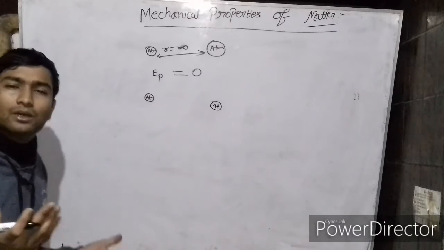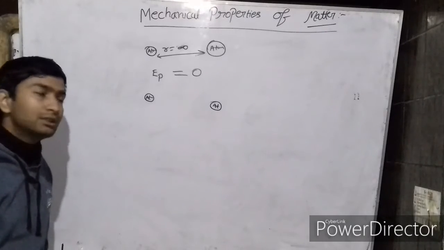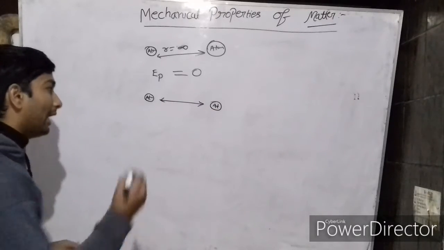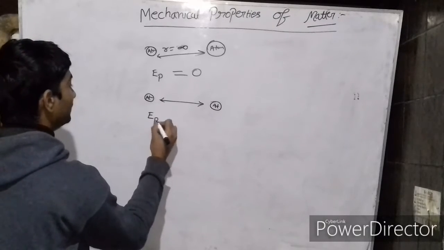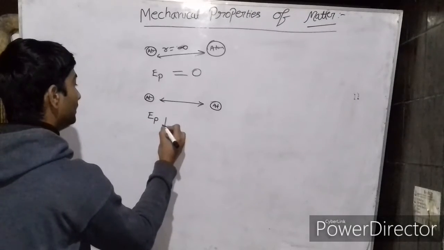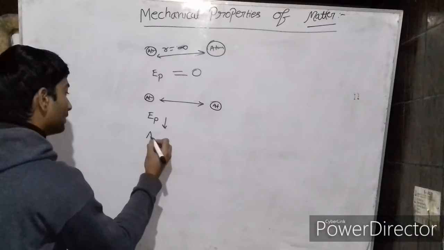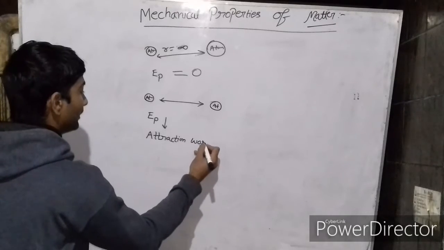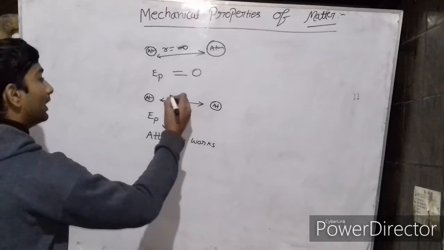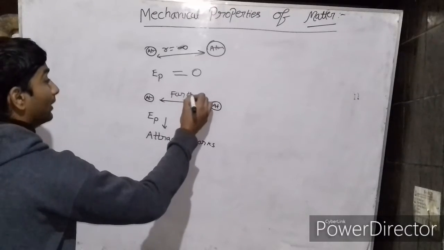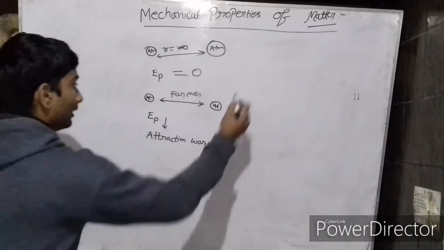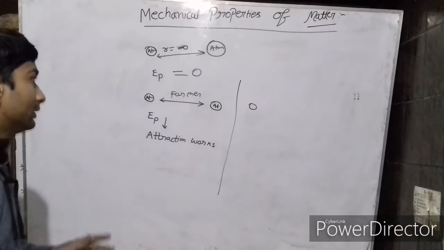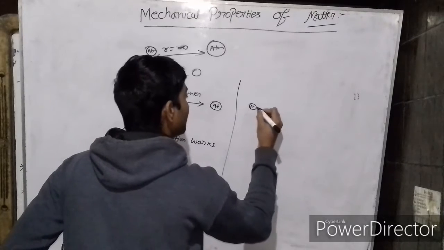But when atom 1 and atom 2 are brought to a considerable distance, then they start attracting each other. Here the potential energy decreases, and attraction works. This happens when atoms are farther, but not so far.